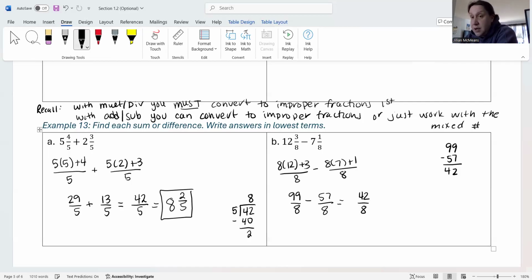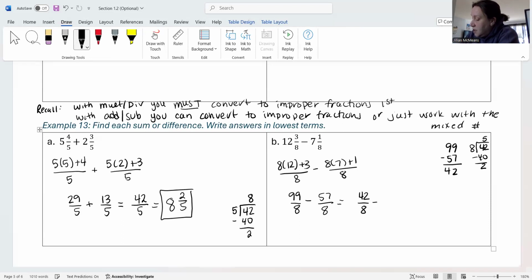42/8. You could, at this point, simplify it and then convert it to a mixed number, or you can convert it to a mixed number and then simplify. Remember, if you start with mixed numbers, you typically will end with a mixed number. So let's go ahead and write this as a mixed number, then we'll simplify it. So to write this as a mixed number, we take 42 and we divide it by 8. 8 will go into 42 5 whole times. 5 times 8 is 40. We subtract and we get a 2.